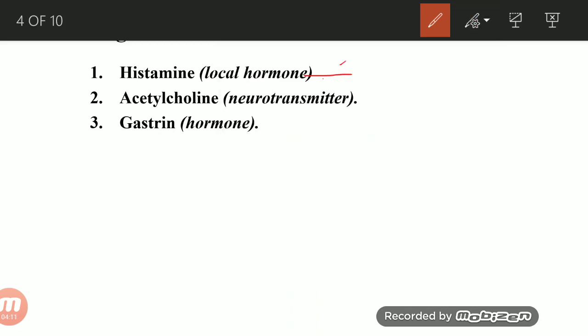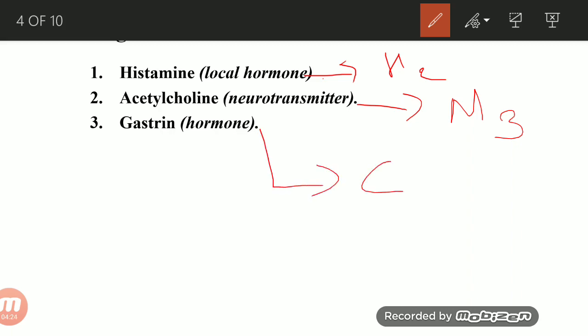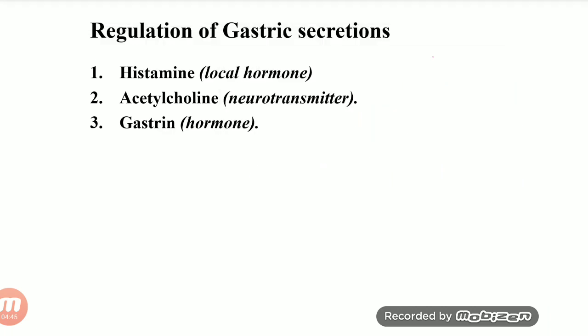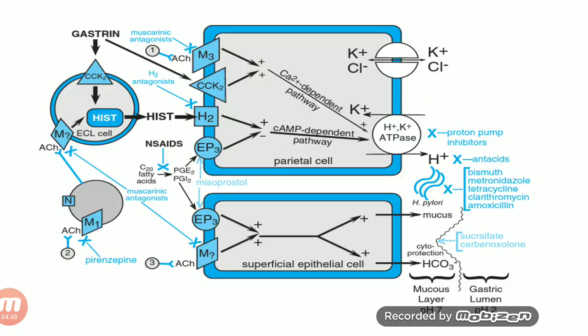Histamine generally acts on its own receptor, which is the H2 receptor. Acetylcholine shows its action by acting on its own receptor, which is the M3 receptor. And then you have gastrin, which is a hormone that shows its action by binding to the CCK2 receptor. So these are chemicals which act on their own receptors, and thereby they control the secretion of H plus ions through your parietal cell.